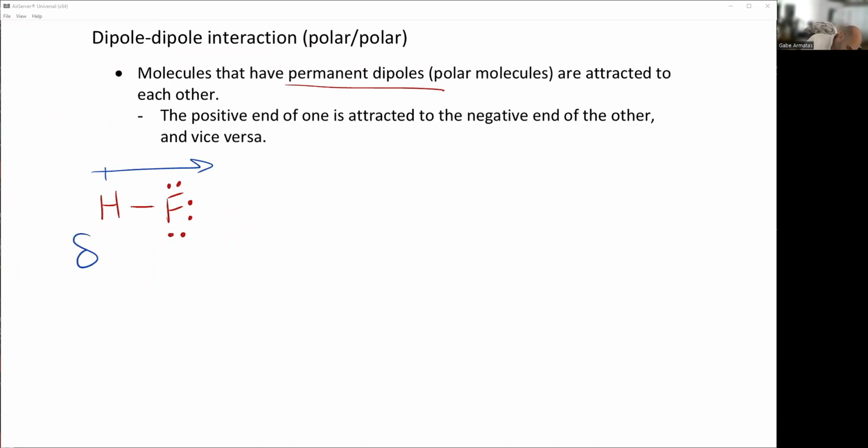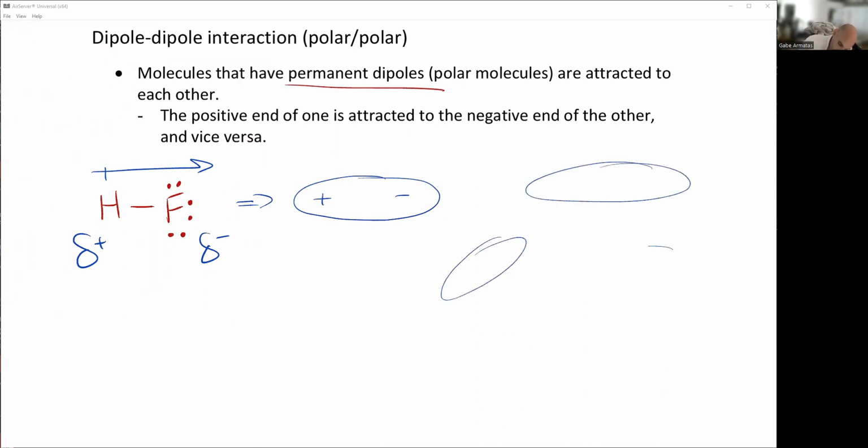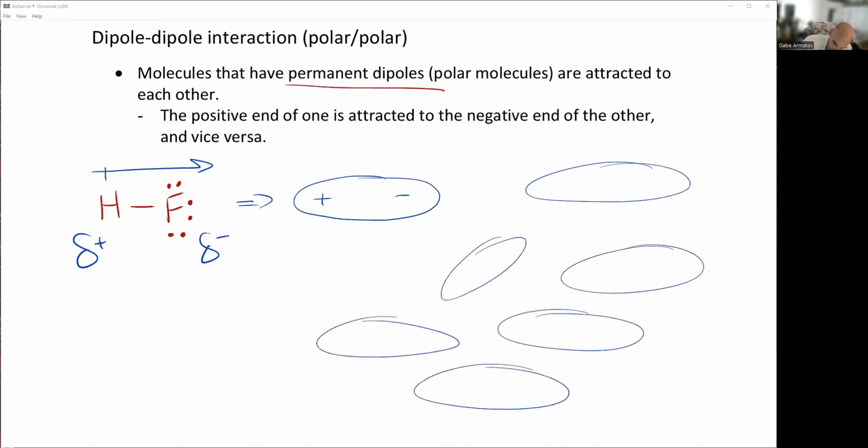Over here, I have this positive charge. Over here, I have this negative charge. And ultimately, what this thing really looks like is you have a negative on one side and a positive on the other. If I have a bunch of these in solution together, they're just randomly placed around. Positive, negative, positive, negative. I'm just putting a bunch of these around randomly.